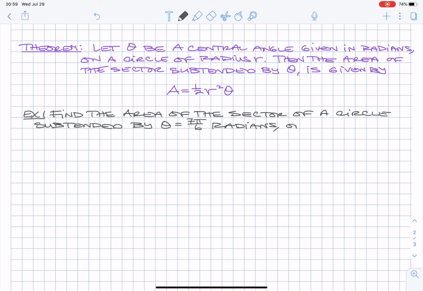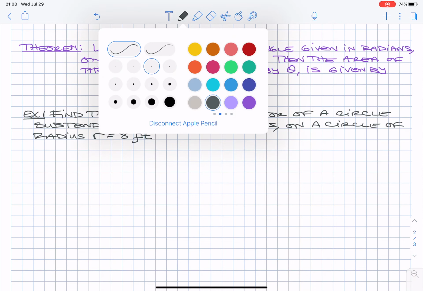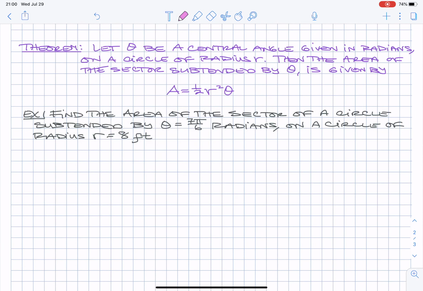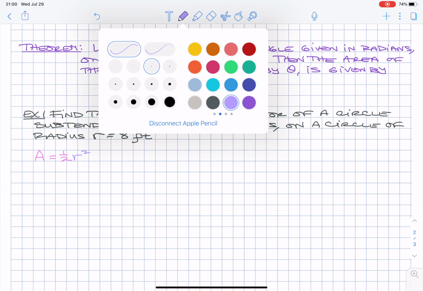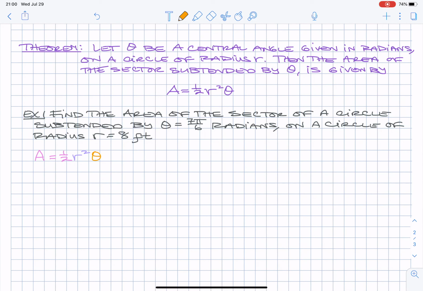On a circle of radius, what shall we do? Radius r is equal to, let's have it be 8 feet. Okay, so I want the area A. So I know the area A is going to be 1/2 radius squared times the angle theta given in radians.